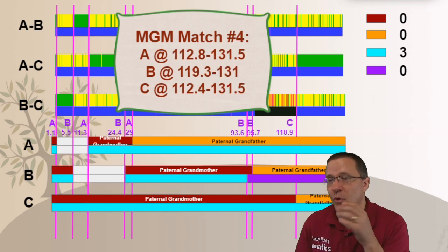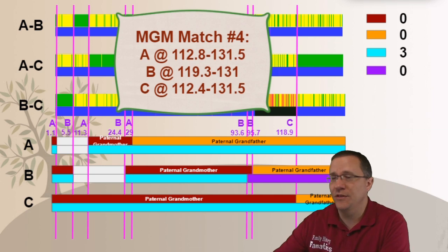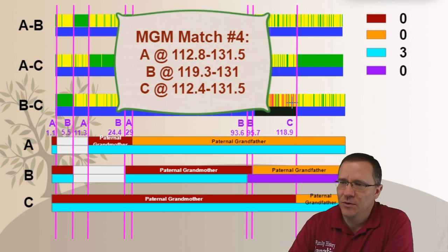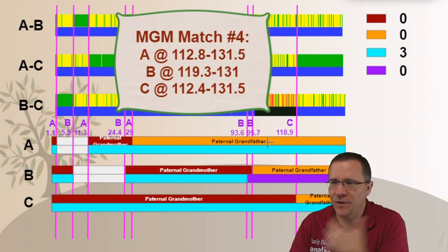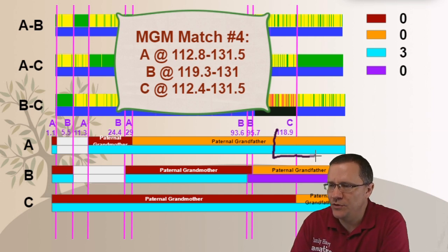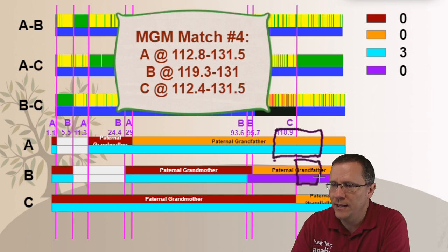Finally, match number 4. Now this one's a little bit interesting. We start at 112, which is where the other one ended, if you remember. And it goes from 112 to about 131.5. It goes from 119 here to 131. And it goes from 112 to 131.